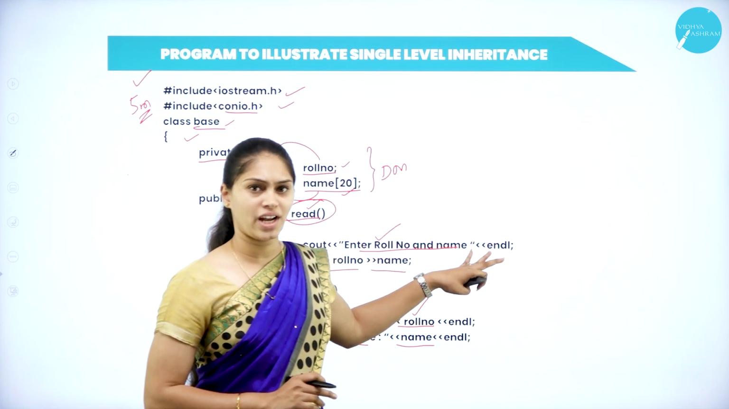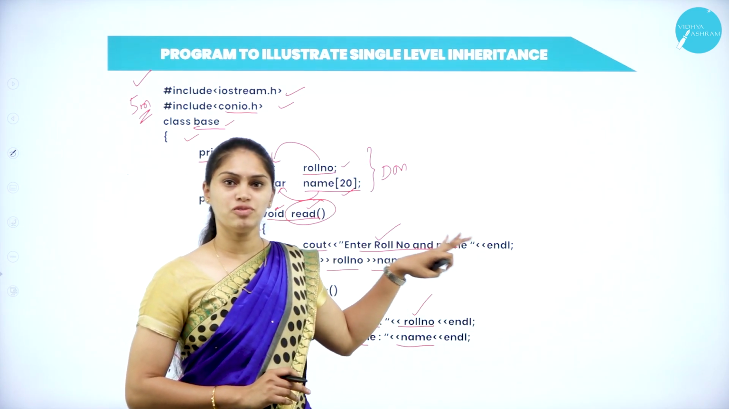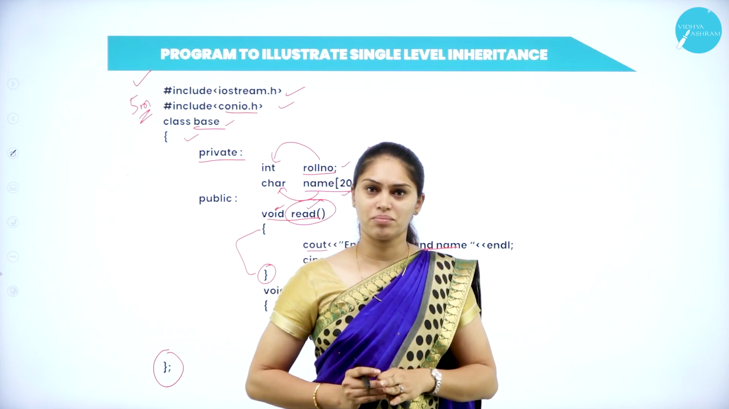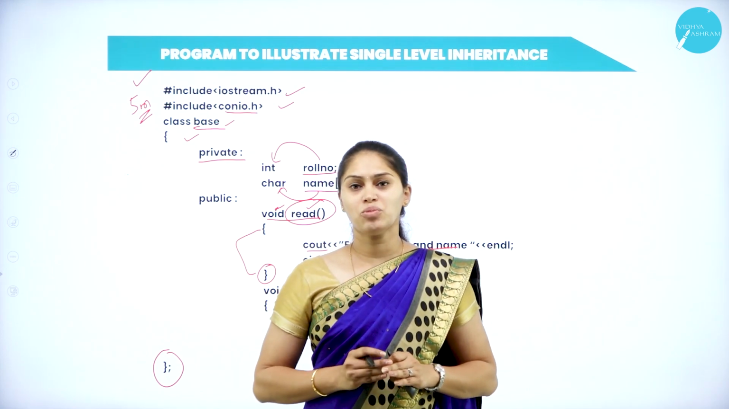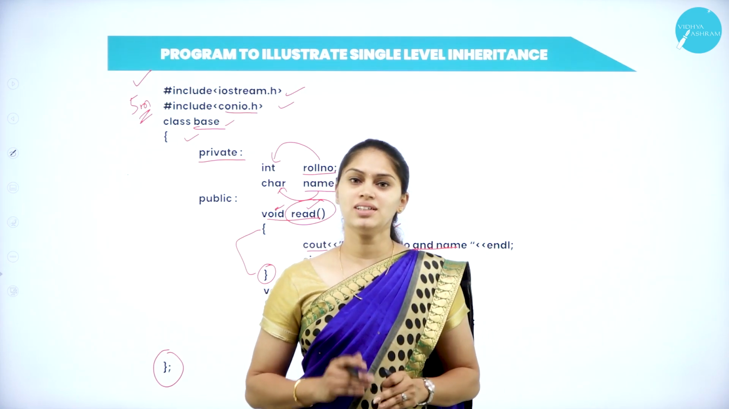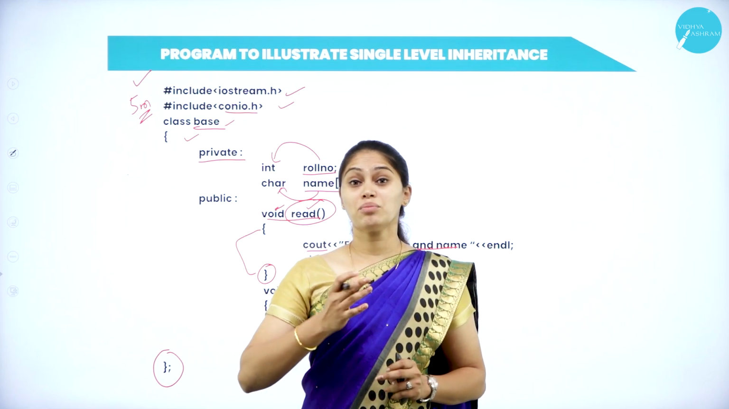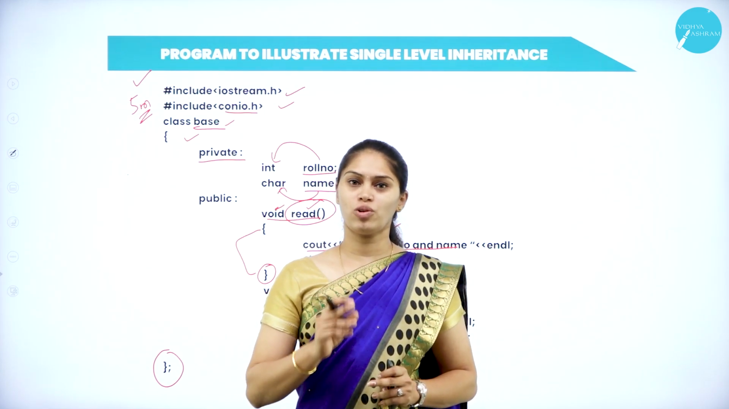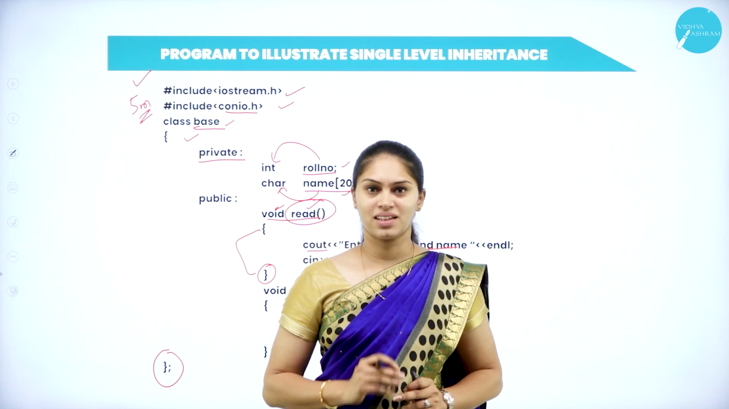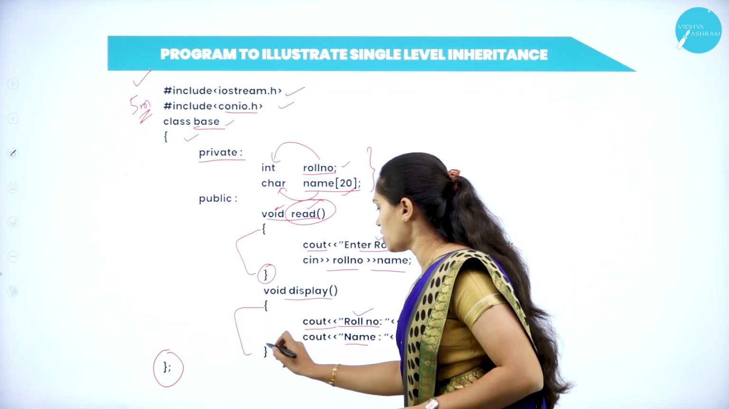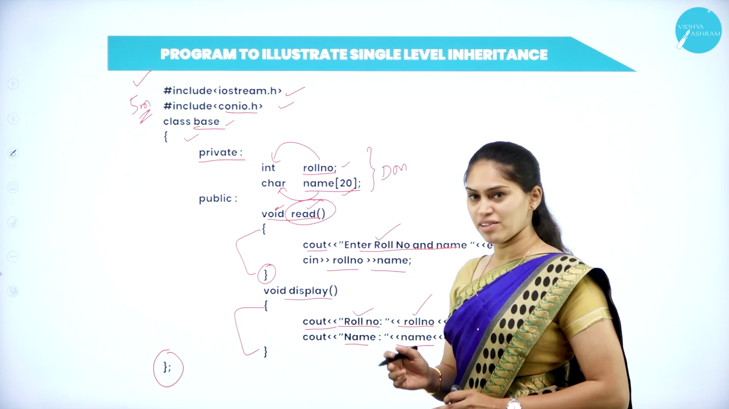So with the help of read, I am going to take the value for the roll number as well as the name. After that, I am going to use the display function. In that display function, I am going to display the content of roll number as well as the name. And I am going to close the scope of this display function.